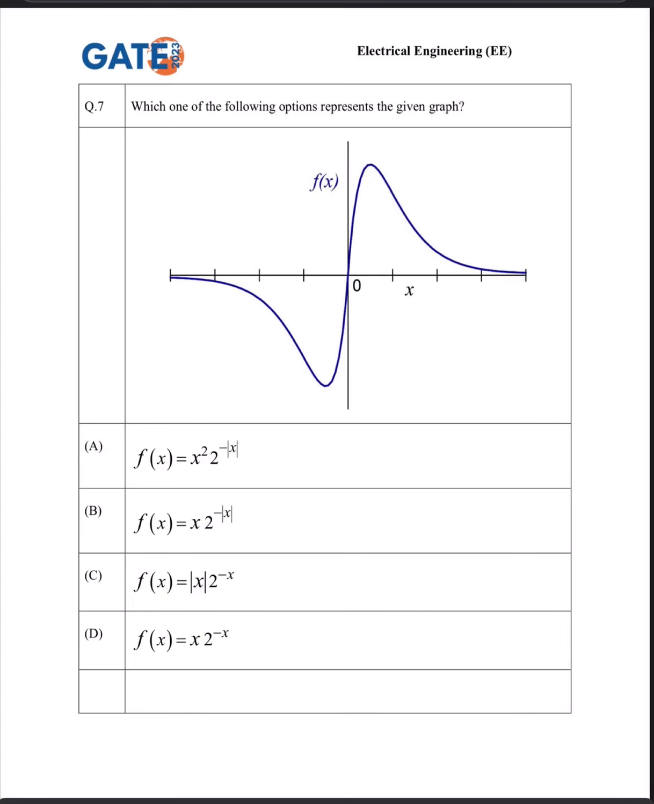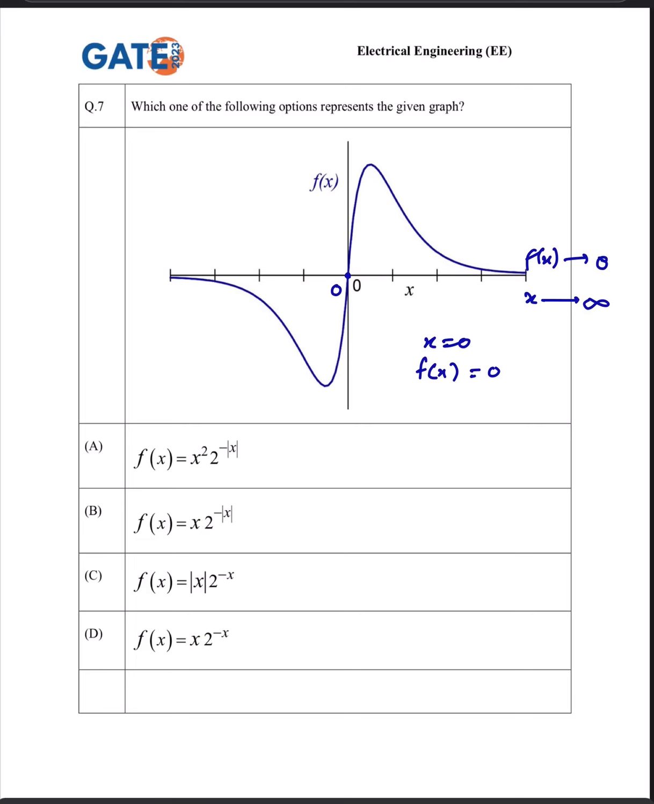Question 7. The given graph, if we observe, first we look at the origin. We see that the graph passes through the origin. So for x equal to 0, f of x will be 0. In every option that is satisfied. So that is the first condition. Next we check at infinity. At infinity, as x tends to infinity, f of x tends to 0.